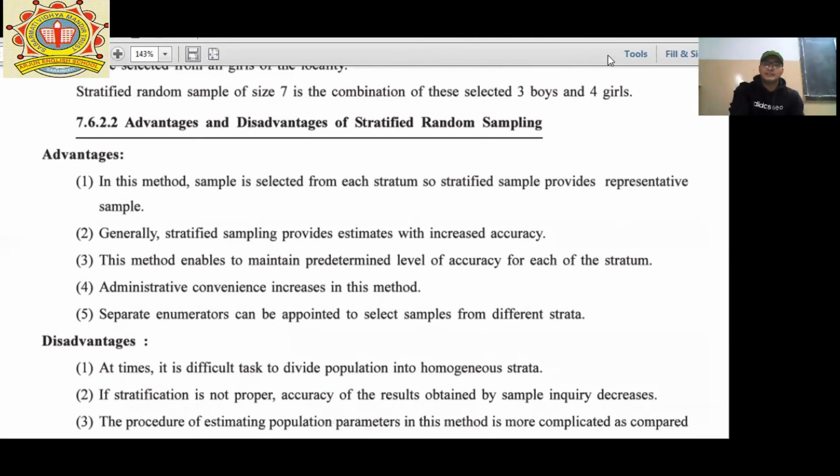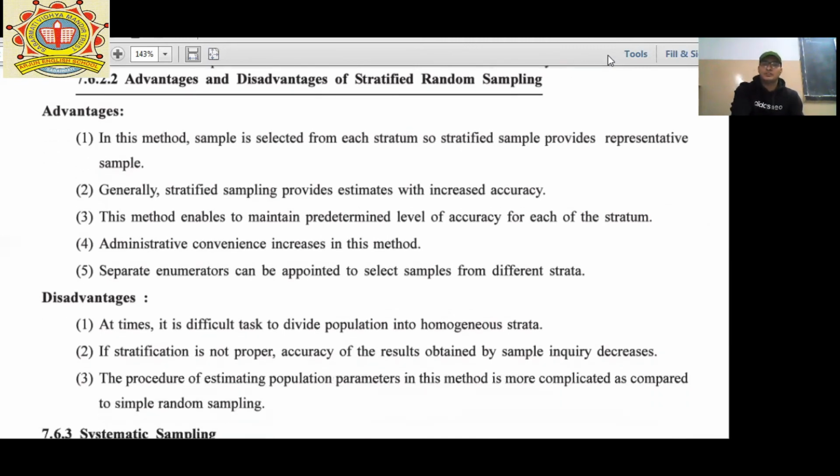First, it is a difficult task to divide the population into homogeneous strata. Yes, this is a difficult task, because random selection is not so important, but the important thing is that we have to divide the population into homogeneous strata. If we make any mistakes in this allocation, then this method is not proper.